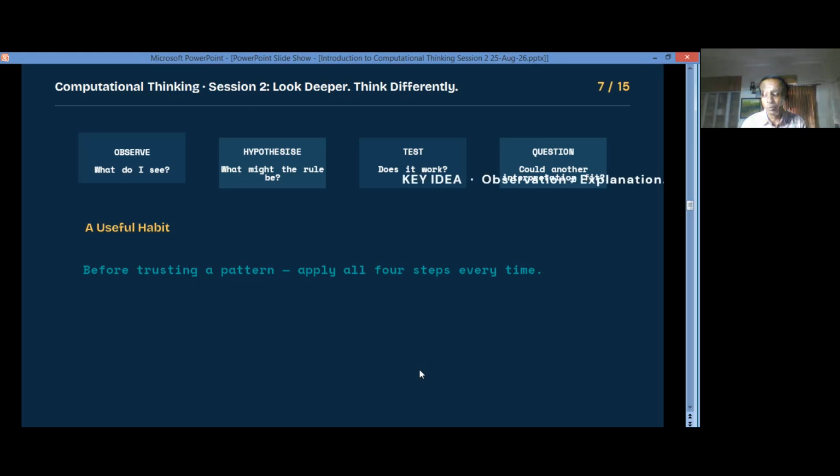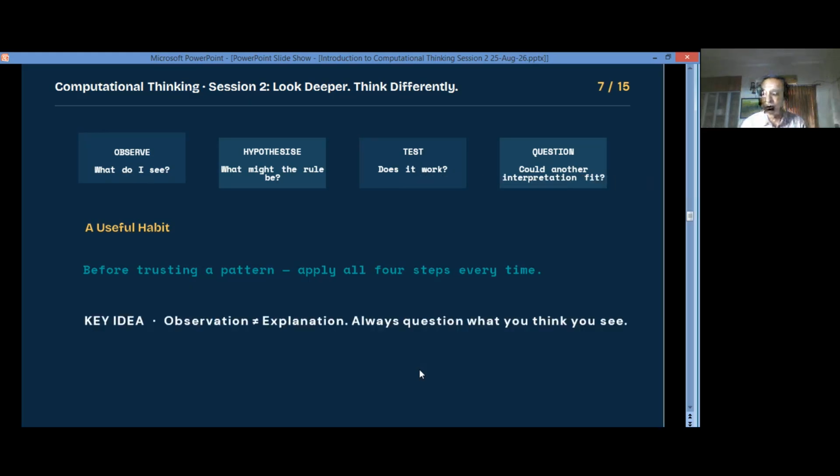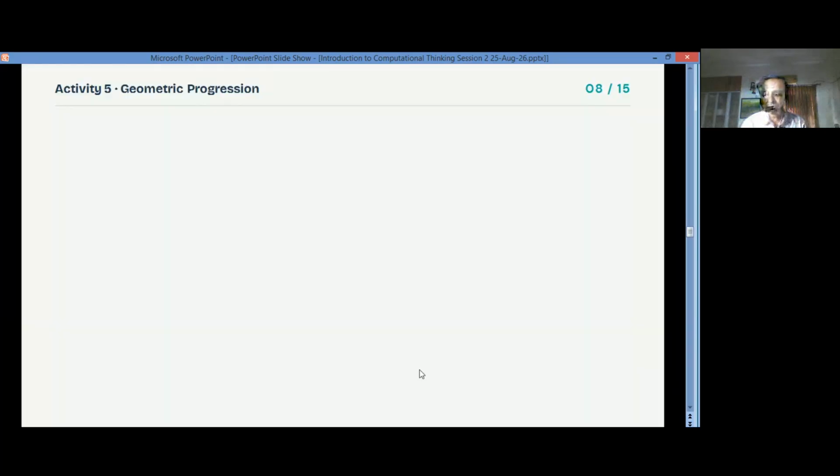And questioning the rule is a very, very essential part of the critical computation. So we were able to demonstrate that in the previous example. Now let's look at some geometric progression. So far we looked at arithmetic progressions, and moving on to geometric progression.